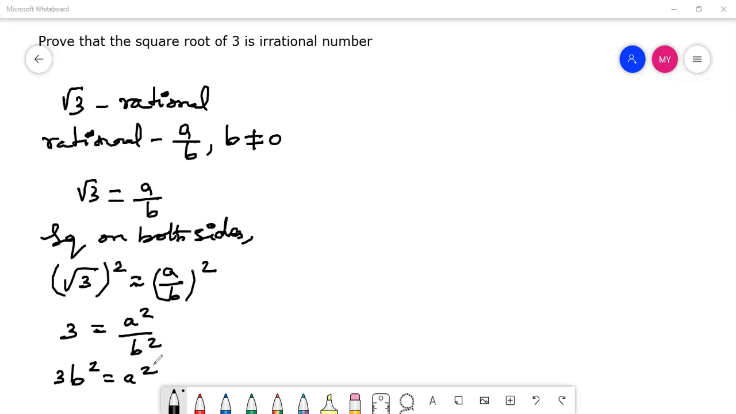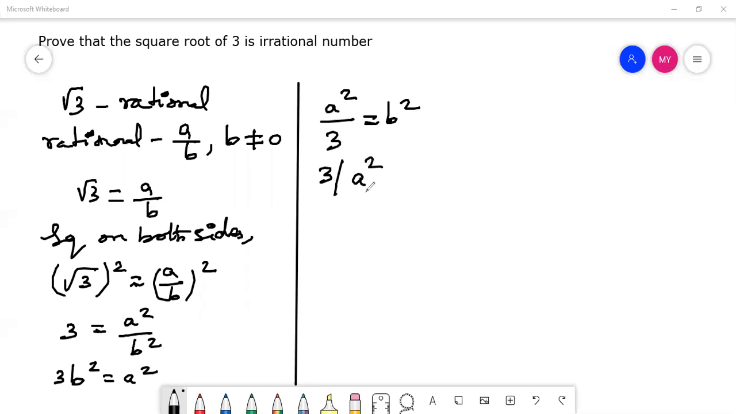Now after solving up to this, we have got a step like this: a square is equal to some number. I am taking this 3 which is on the left hand side to the right hand side. So a square by 3 equals b square. From this we can say that a square is a number which 3 divides, and we are getting the answer as b square. So we can say that 3 divides a square.